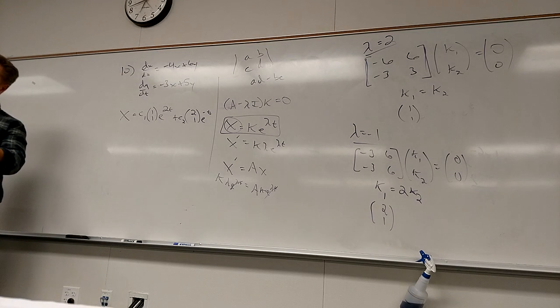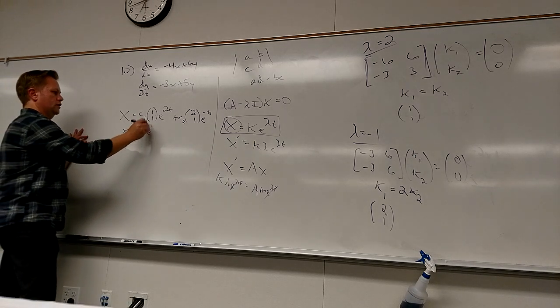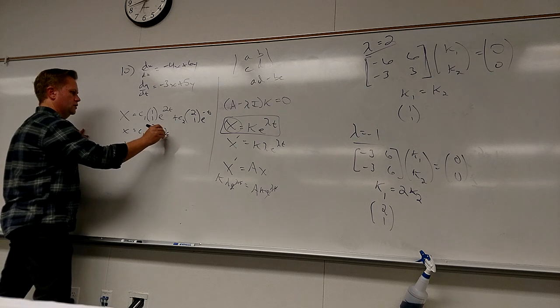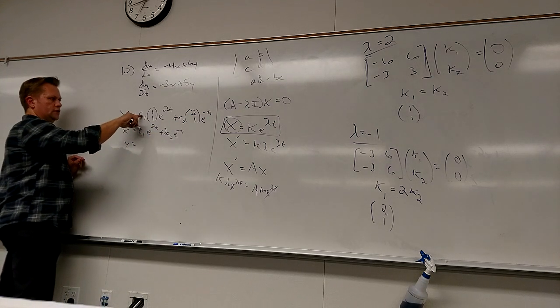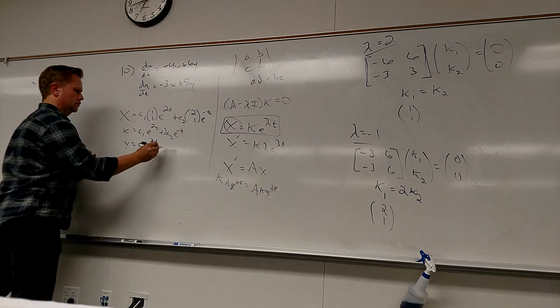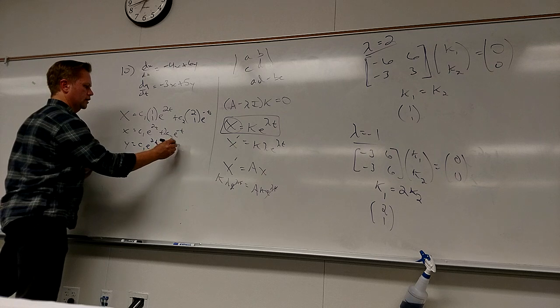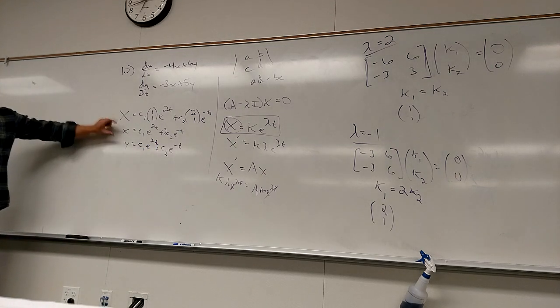Or if you wanted to, this would be x equals C1 e to the 2t plus 2C2 e to the negative t. And y would be C1 e to the 2t plus C2 e to the negative t. You can break that up into x and y.